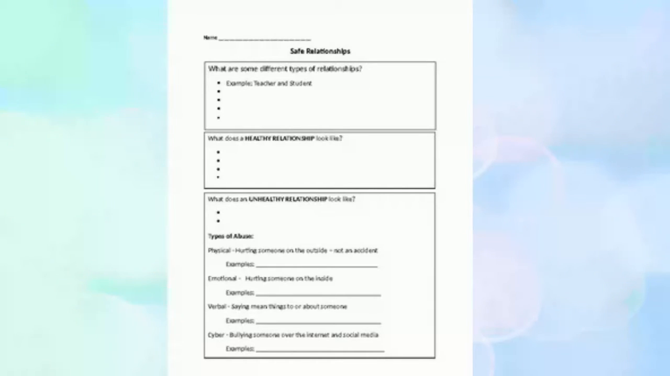And then verbal is saying mean things to or about someone. So those are things that we directly tell them in their face, and we just say it out loud. And then cyber is bullying someone over the internet and social media. So if you ever get a message from someone that says mean stuff, that is cyberbullying, and that's what's considered cyber in this case. And you can give examples of that.